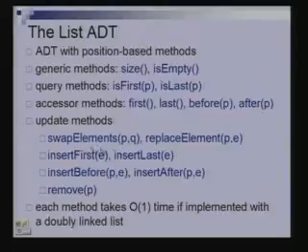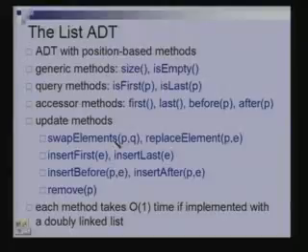I can have update methods like swapElements P comma Q. Given two positions P and Q, it swaps the contents of these positions. Whatever are the elements sitting at these two positions, it swaps them. I can replace the element at position P with E, and similarly I can insert the element E at the very first position, or insert the element E at the last position, and so on. Using a doubly linked list, you can actually implement all of these methods in constant time.